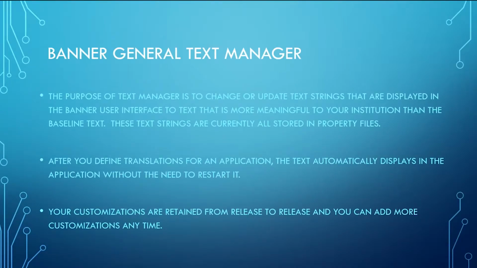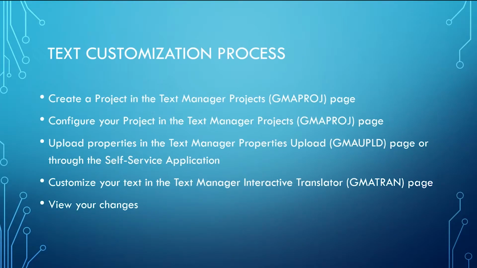The purpose of Text Manager is to change or update text strings that are displayed in the Banner user interface to text that is more meaningful to your institution than the baseline text. These text strings are currently all stored in property files. Once you have defined a translation for an application, the text will automatically display in that application without having to restart it. Your customizations will be retained from release to release, and you can add more customizations at any time.